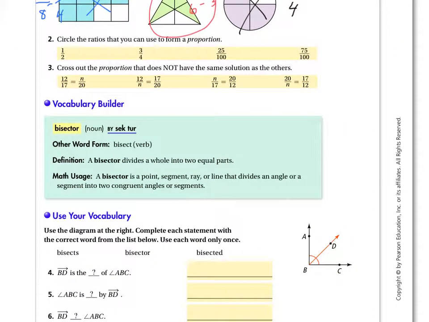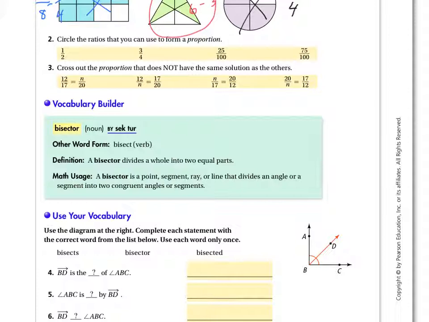Okay. Number 2, circle the ratios that you can use to form a proportion. In other words, out of those 4, which ones can you put together to form a proportion? And if I were you, I would fully reduce them.